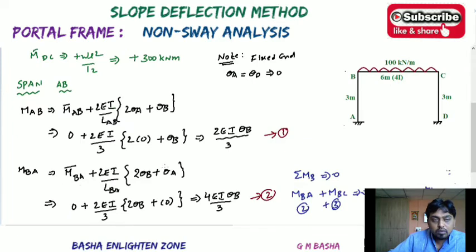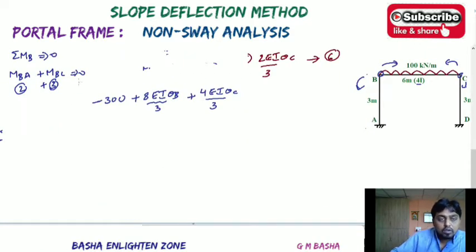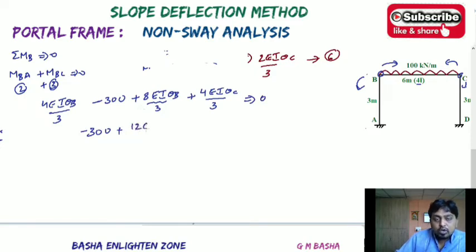MBA value will be equal to 4 EI theta B by 3, that is 4 EI theta B by 3. You please simplify this equation. That one will be considered as 0. After simplifying, what you will get here? Minus 300 plus same LCM. Therefore, you will get 12 EI theta B by 3 plus 4 EI theta C by 3. That one will be equal to 0. Take down this equation as capital A.